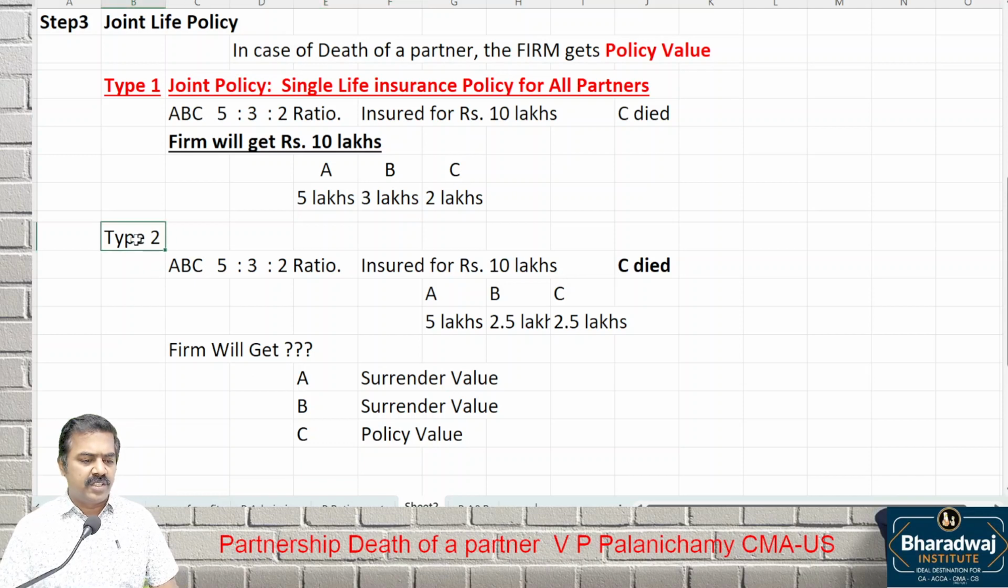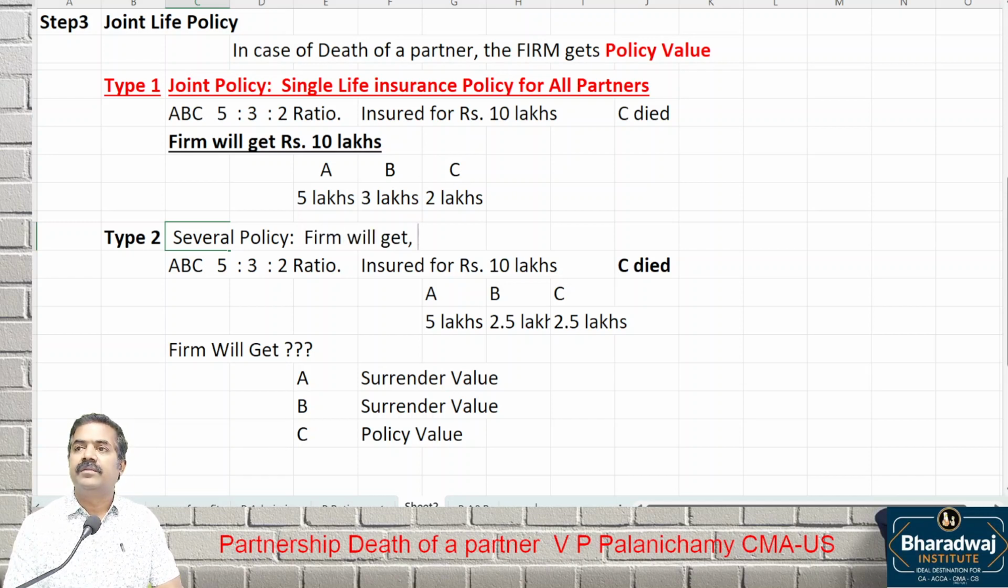Clear? So this is called a several policy. This is called which policy? Several policy. Separate policy on each life of the partner. The firm will get what? The firm will get policy value for which partner? Deceased partner. And surrender value for others.